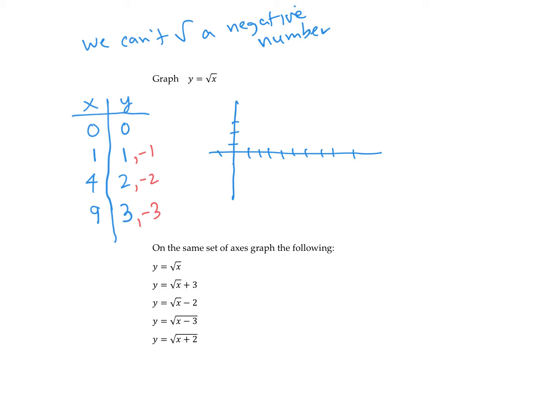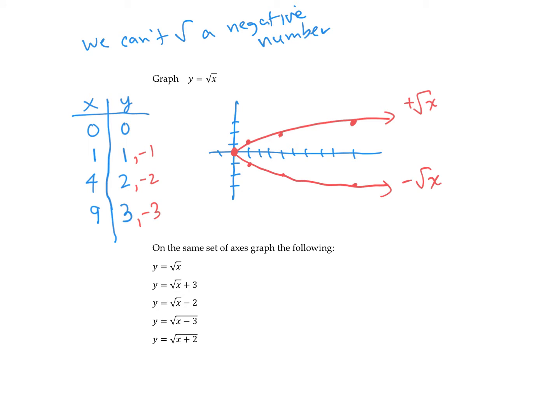And so let's have a look at this. So the function starts here at 0. It's 1, 1, 4, 2, and 9, 3. We could also have 1, negative 1, 4, negative 2, or 9, negative 3. And so when we talk about plus or minus root x, this would be the positive answer of root x, this would be the negative answer of root x. So when we say plus minus, you'll see both arms.